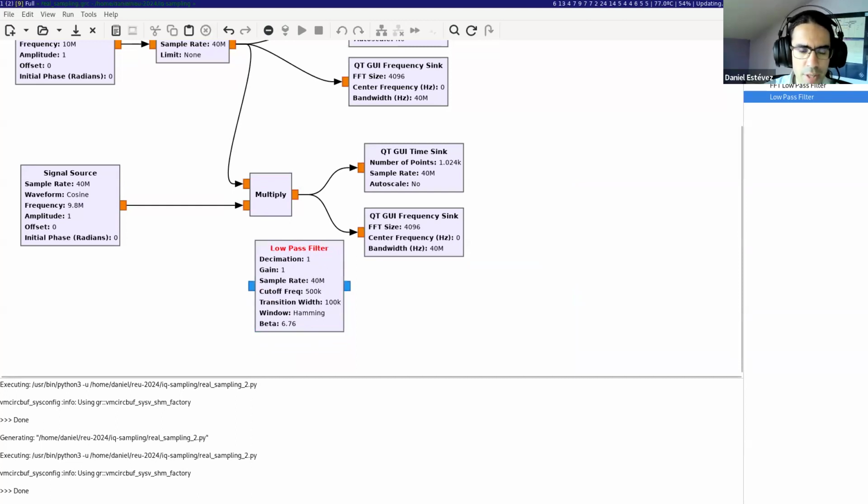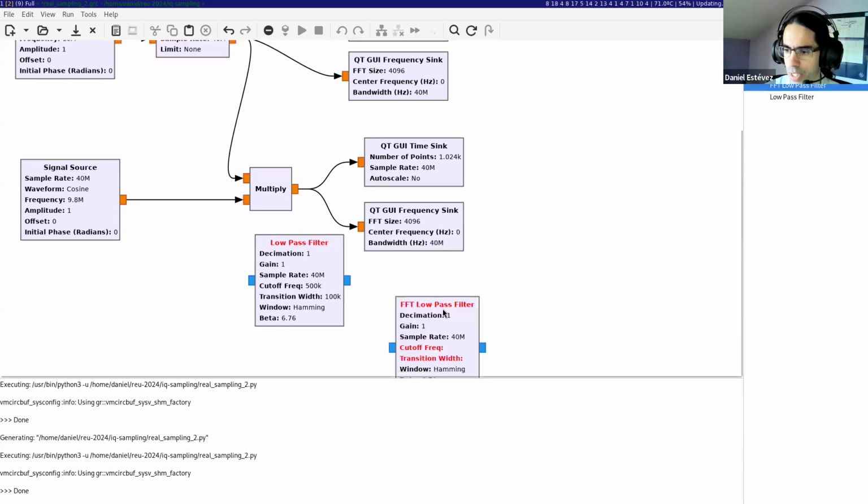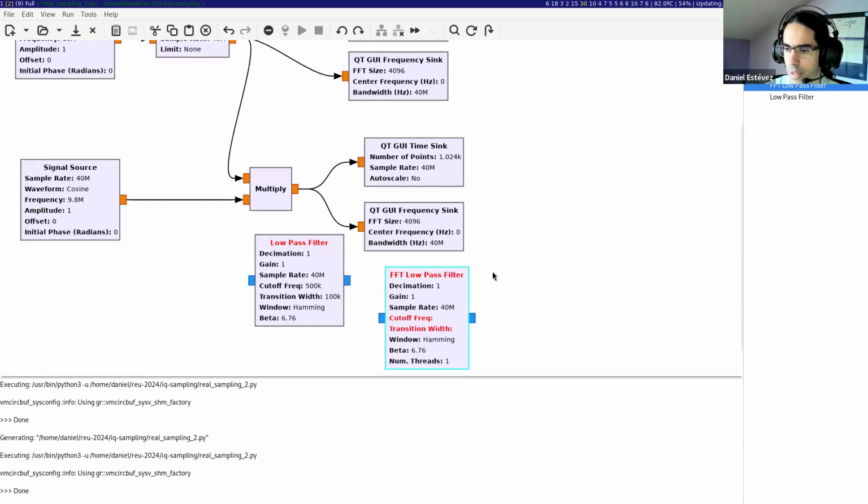And then I have the copy of the flow graph which I have finished, and I remember a small detail. I have used in the original flow graph an FFT low-pass filter. The difference between these two is only how the calculations are implemented. This is implemented, so to speak, in the time domain. This is implemented with an FFT. And depending on the filter parameters, one of the two might be more efficient. That means faster or taking less CPU time than the other.